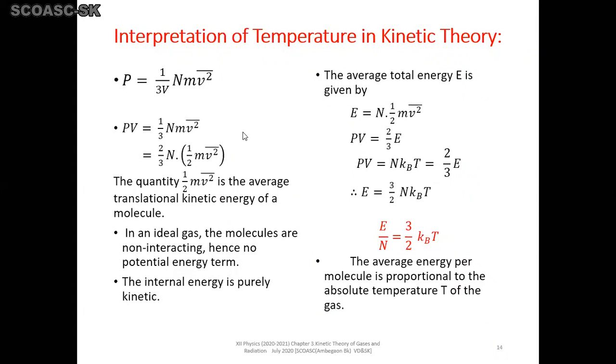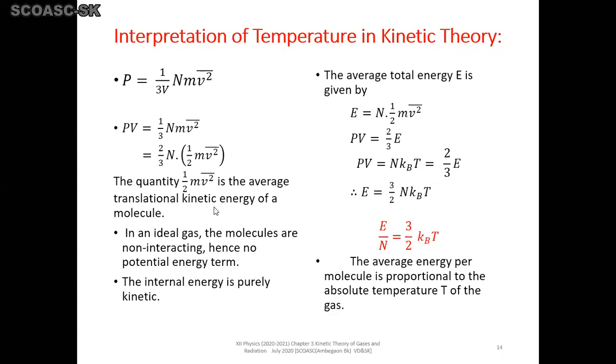I know the formula for kinetic energy is half m v square bar, right? So this is the formula for kinetic energy, and that is why I am multiplying and dividing the expression by 2. If I multiply and divide by 2, I am left with 2 by 3 N. This is one factor, and this is your kinetic energy, right? So the quantity half m v square bar is the average. Now remember, this is translational kinetic energy.